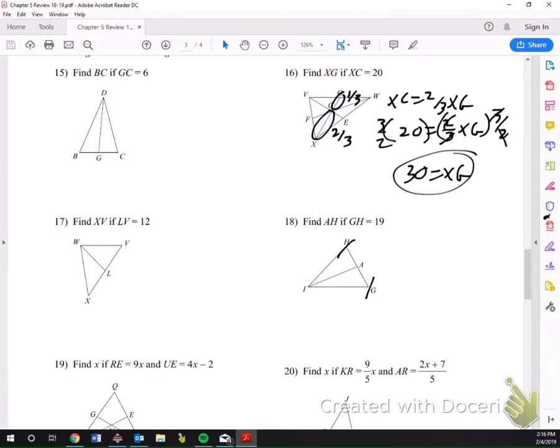For number 18, again, this is a median. How do we know? Because it said they were all medians up top. So, find AH if GH equals 19. GH is the whole length. The median hits the midpoint, so A is the midpoint, which means from A to H is half of 19. So 2 times AH equals 19, and AH equals 19 divided by 2, or 9.5.